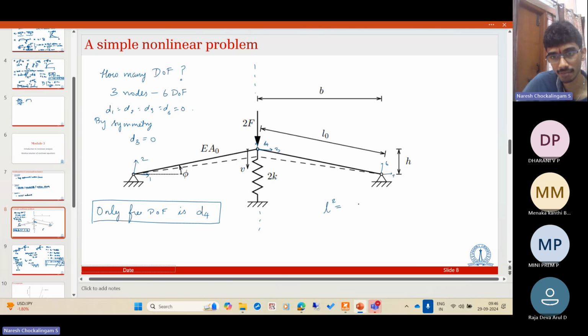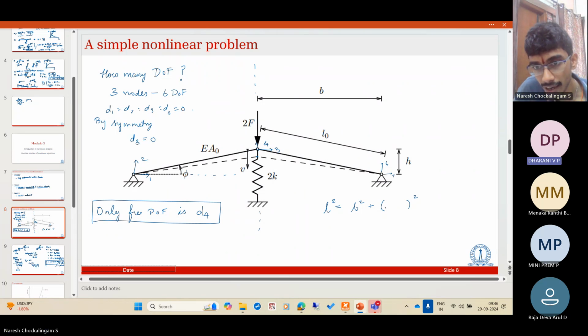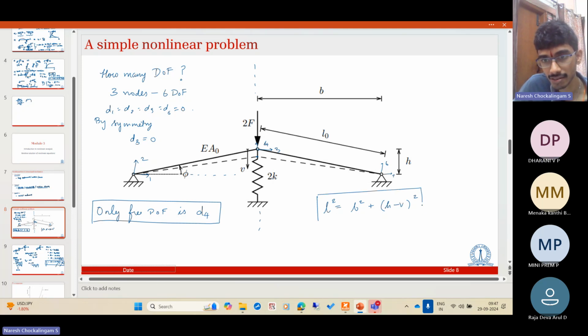L, use Pythagoras theorem. L square is equal to, let us say B, which is given and is not going to change, B square plus something square. What is the vertical height here? This is the deformed geometry. H is before deformation. After deformation, it is H minus V. That is H minus V. So this gives one equation for L, so we can eliminate L.